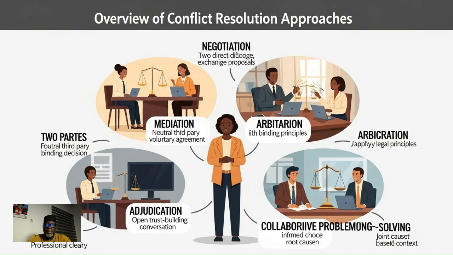Now, let us quickly look at the objectives of this course: conflict management, resolution, and transformation. What are the course objectives and expectations? This course aims to equip participants with a comprehensive understanding of conflict management, resolution, and transformation. By the end of this course, participants will understand the nature and types of conflict, which will provide an in-depth understanding of what conflict is, its various forms, and why it occurs.